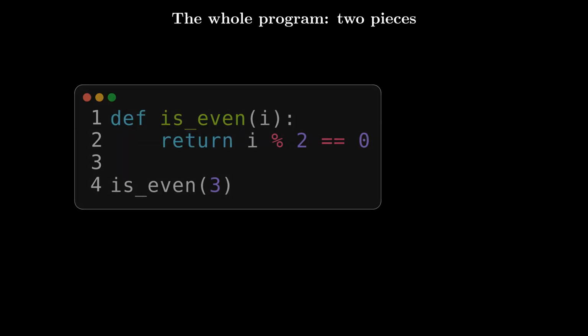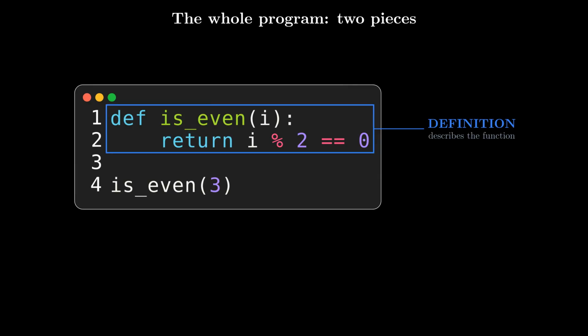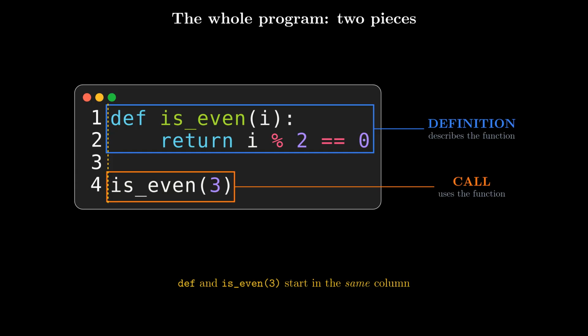Here is the complete program, and it has just 2 pieces. First, the definition of isEven, the function we wrote earlier. Then, below it, the function call. Look carefully at the indentation. The call sits at the very same level as the word def, all the way against the left margin, not tucked inside the function. That detail matters. The call is not part of the function. The definition only describes the function. The call, standing outside it, is what actually puts that function to use. Definition on top, call at the bottom, both lined up on the left together.